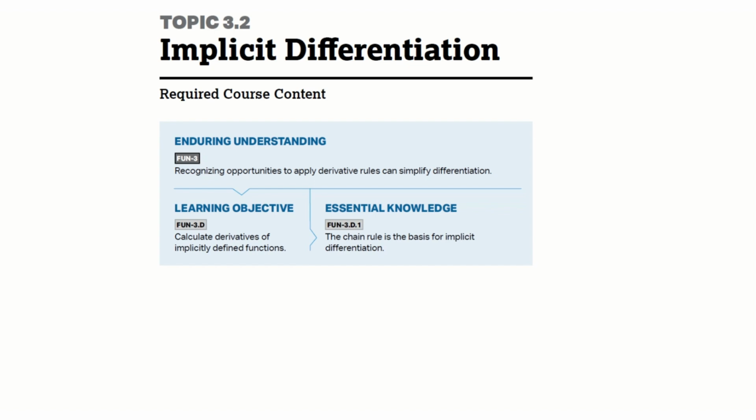Let's go over AP Calculus topic 3.2, Implicit Differentiation. And we want to highlight the essential knowledge that the chain rule is the basis for implicit differentiation. Up to this point, we've expressed functions explicitly. For example, in y equals 3x squared minus 5, the variable y is explicitly written as a function of x. You can put a value for x, and the formula will explicitly tell you what y is.